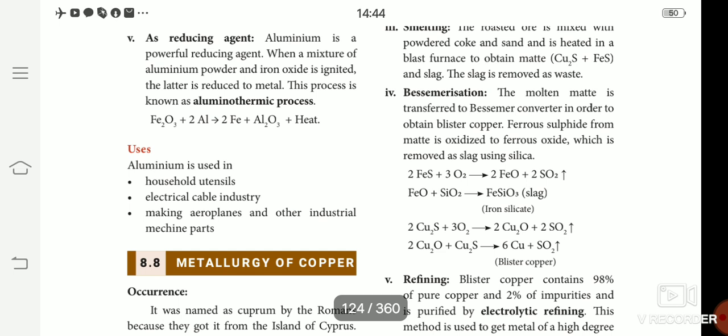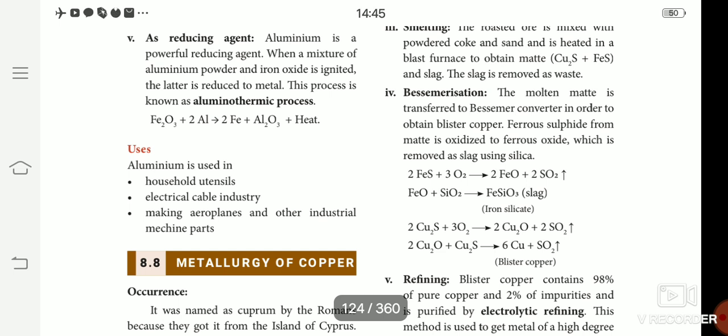Then the next equation: copper glance. Copper glance is Cu2S. Copper glance reacts with oxygen to give ruby copper, or cuprite, and sulfur dioxide is evolved. So copper glance Cu2S, then oxygen O2, then the product is ruby copper Cu2O.